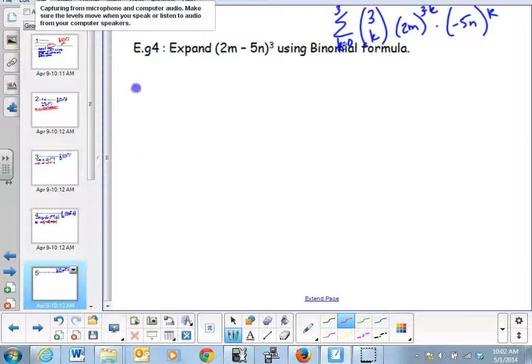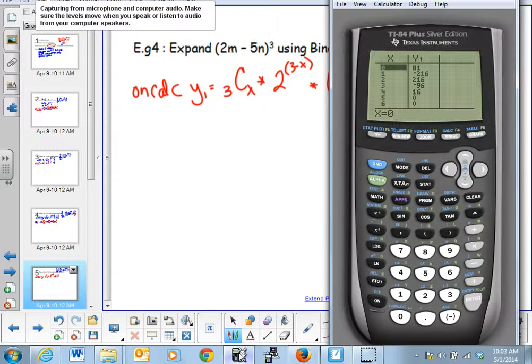So on my calculator, to just calculate the coefficients in my y1, I'm going to set up 3 combinations taken x times, coefficient of 2 only to the 3 minus x power times, be careful, this is a -5 to the x power. So again, on the calculator, it's important that you guys practice writing these out. I know they're not a lot of fun. 3 combinations taken x times, base of 2 to the 3 minus x power, and then a -5 to the x power?